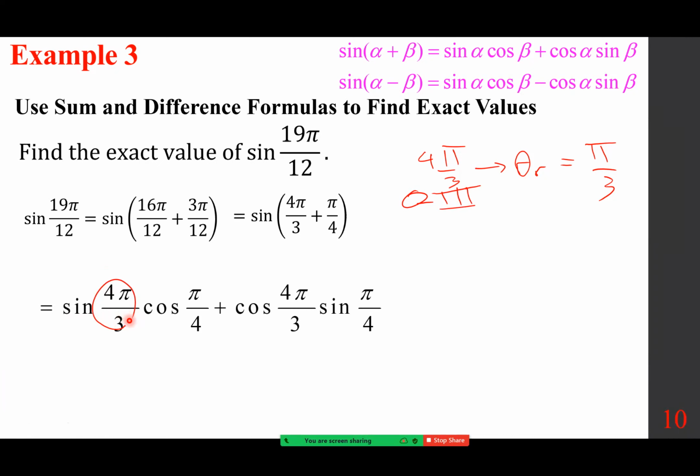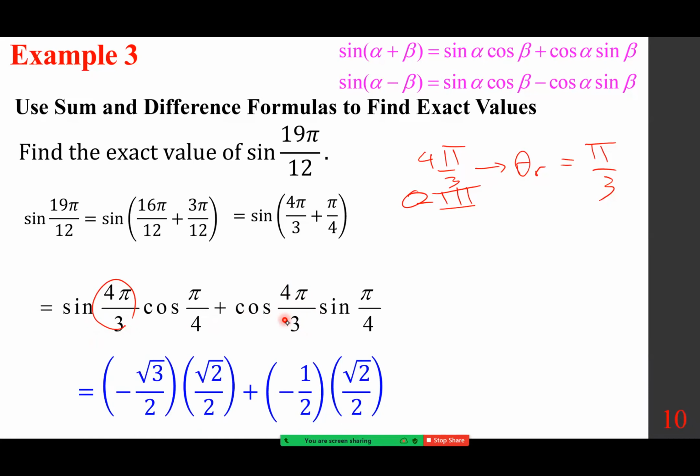So sine of pi over 3 is square root of 3 over 2. This makes it negative, negative square root of 3 over 2. Cosine of pi over 3 is 1/2. 4 pi over 3 makes it negative 1/2. So in both cases, the denominator is 4. And the product of these two is square root of 6. Put a negative in front. Square root of 2, put a negative in front. And that's the final answer.